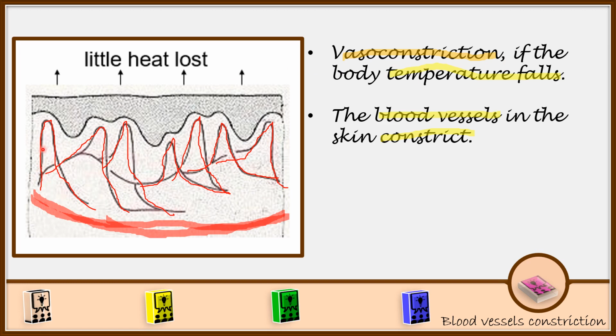Vasoconstriction: these vessels that are coming near the surface become smaller. And becoming smaller means that they are going to allow very little blood to pass through them. Much of the blood is going to pass underneath the skin. And that one passing underneath the skin is going to maintain the temperature of the body so that not a lot of heat is lost to the surface.